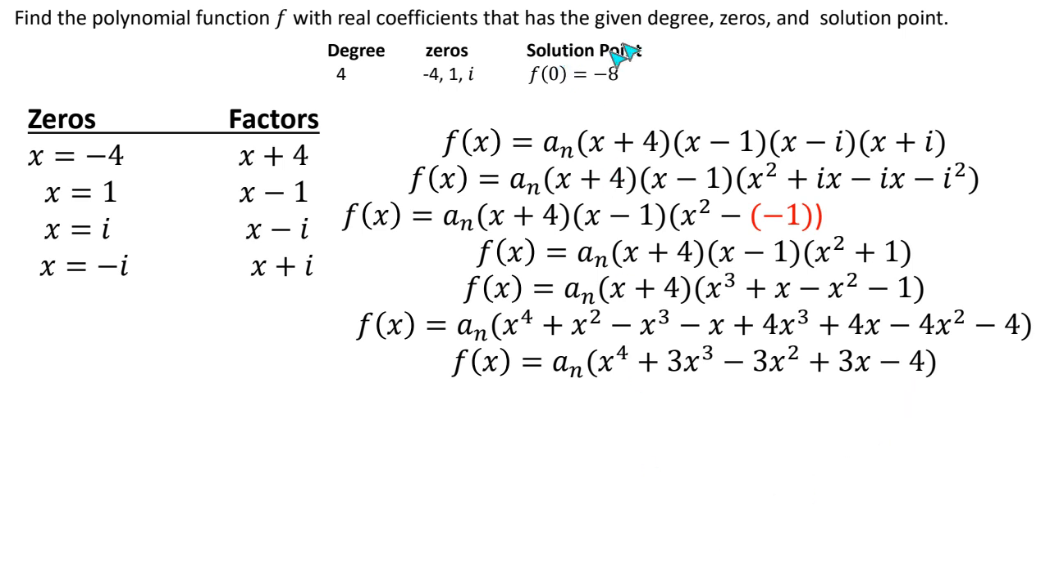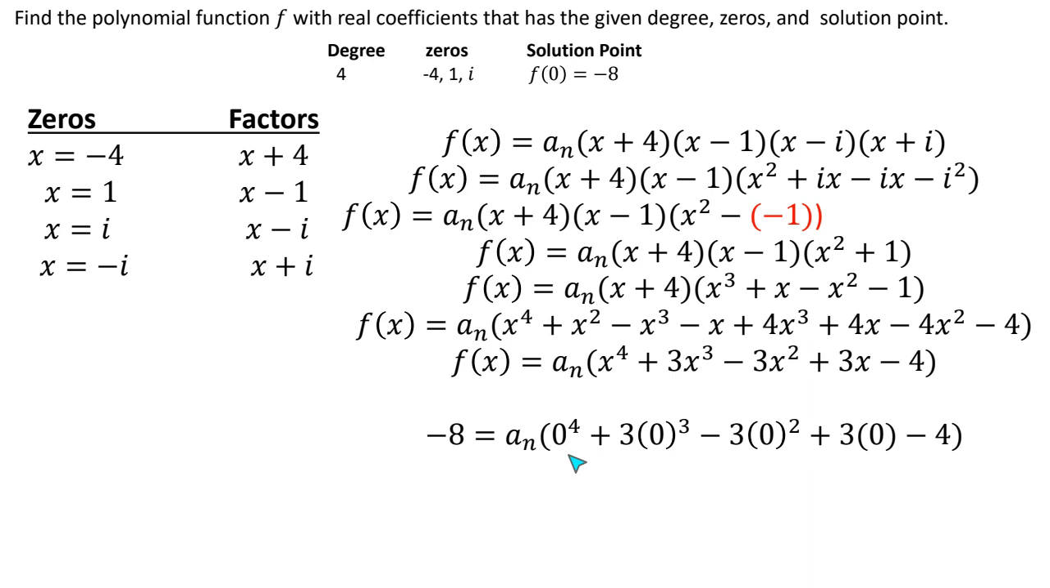And then we're going to take our solution point. So f of 0 equals -8. This tells me that x is 0 and y is -8. So I have -8. I enter 0 for all my x's.